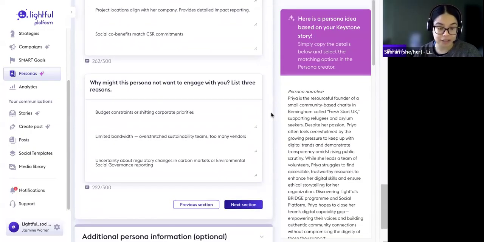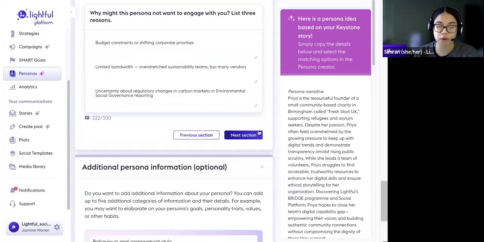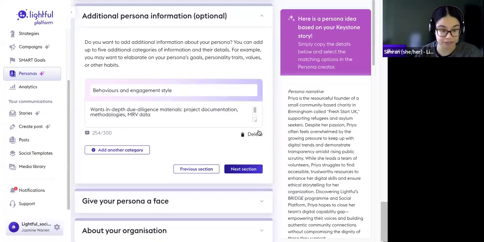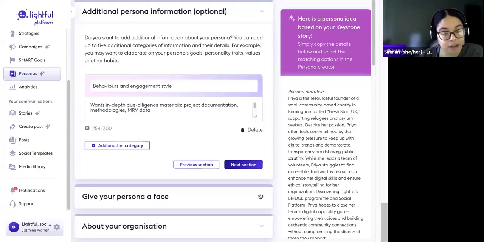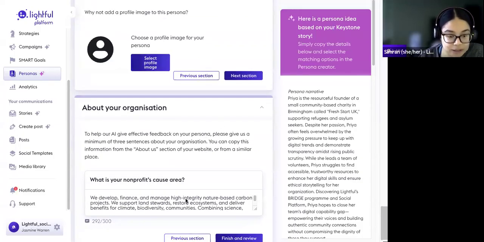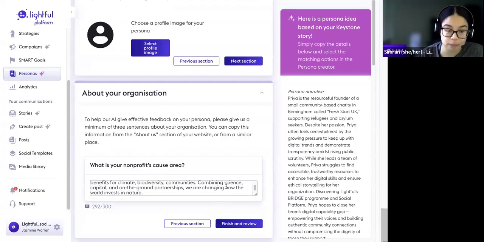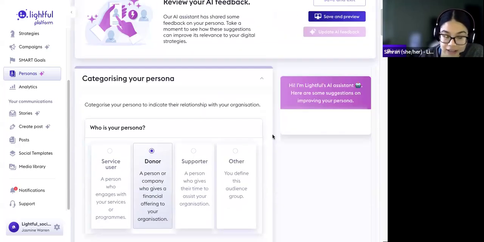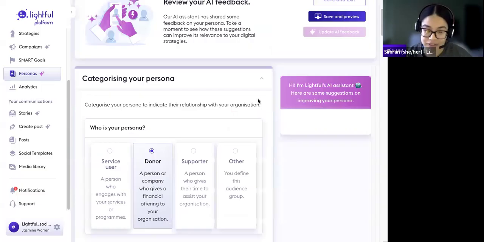And then when you click on next section, you can also go a lot deeper and maybe add in those values that you think will help resonate and connect with them. And then the best bit is, well, after you've given your persona a face, which is always fun, the best bit is you can then also add in information about your organization, click finish and review, and then also ask for AI feedback. So we're going to click yes, get AI feedback, and it takes a little bit of time because it's really thinking about it.